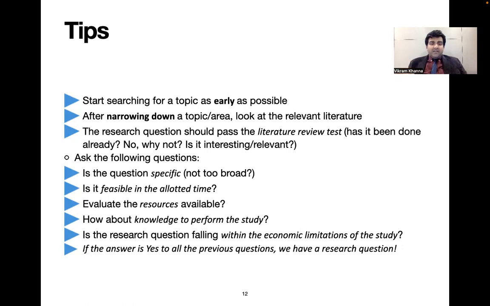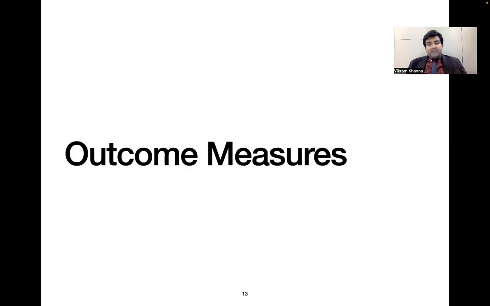That is, has it been done already? No. Why not? And is it interesting or relevant? Ask the following questions. Is the question specific? Is it feasible? Are the resources available? Is the knowledge available? And are there any economic limitations to the study? If the answer is yes to all the previous questions, then we have a research question.